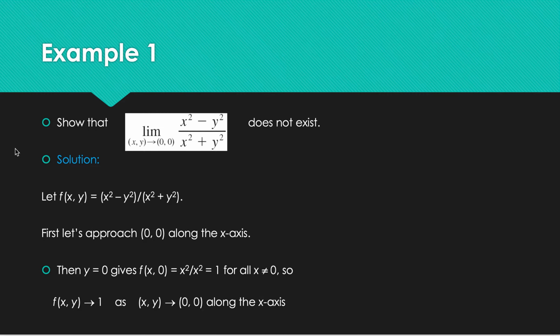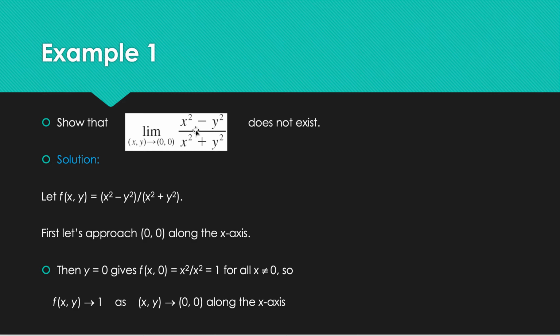So what does an example look like? Well, let's look at this. Let's show that the limit here does not exist. Well, the first thing I'm going to do is plug in 0, 0. When I plug in 0, 0, I get 0 over 0, which is not 0. That's an indeterminate form. So then I need to do something else besides just plug in. So I say, well, let's see what happens as I just have one thing approach 0.